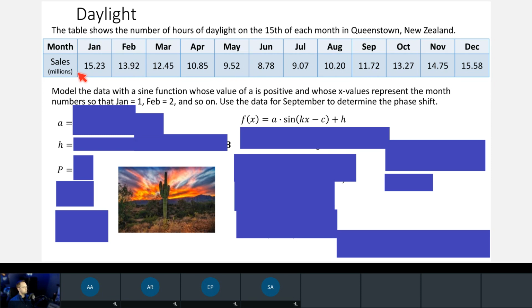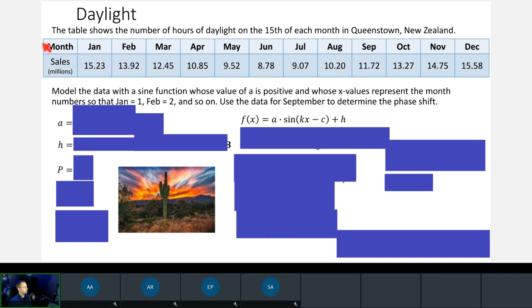All right. So again, like last question, January is 1, February is 2, and so forth. So we want to create a sine function with a positive alpha, I'm sorry, that should be alpha is positive, not just the regular letter A. I gotta change that in my presentation. When alpha is positive and whose X value represents the month.